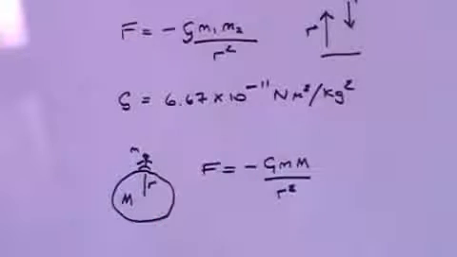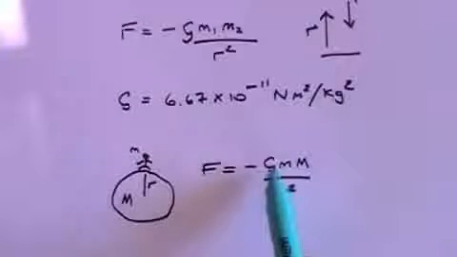Now, on the surface of the Earth, G is a gravitational constant, that doesn't change.